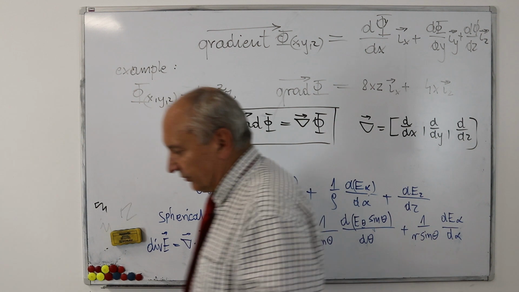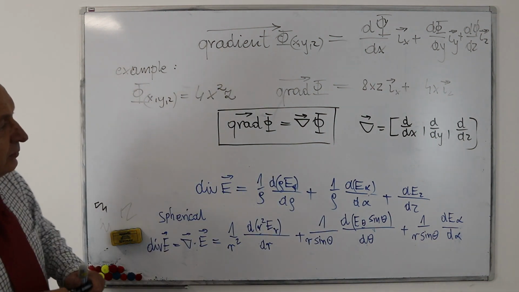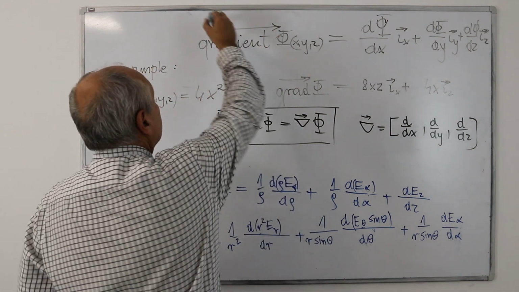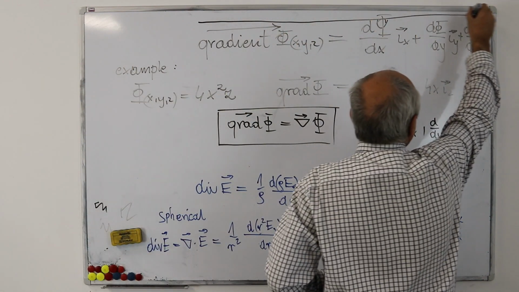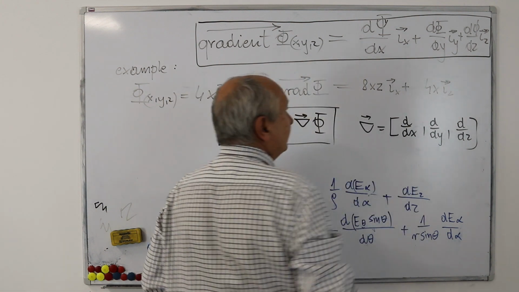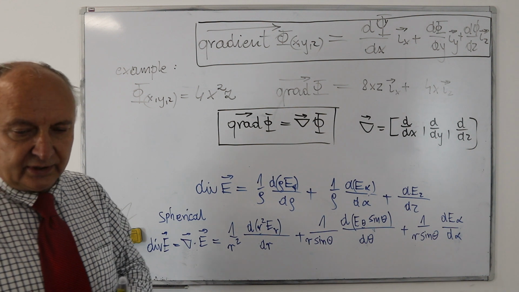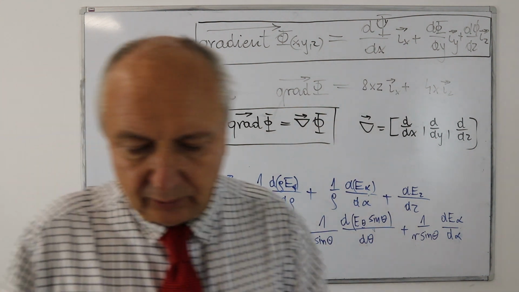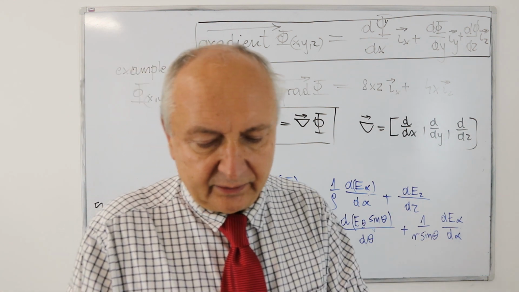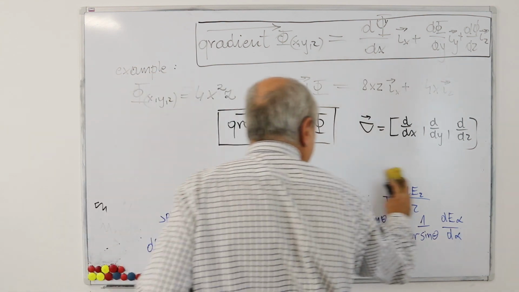And as before, this is the calculation of gradient in the Cartesian coordinate system. And this you should remember. For another coordinate system, the calculations of gradient are different, and I will write it for the cylindrical coordinate system.